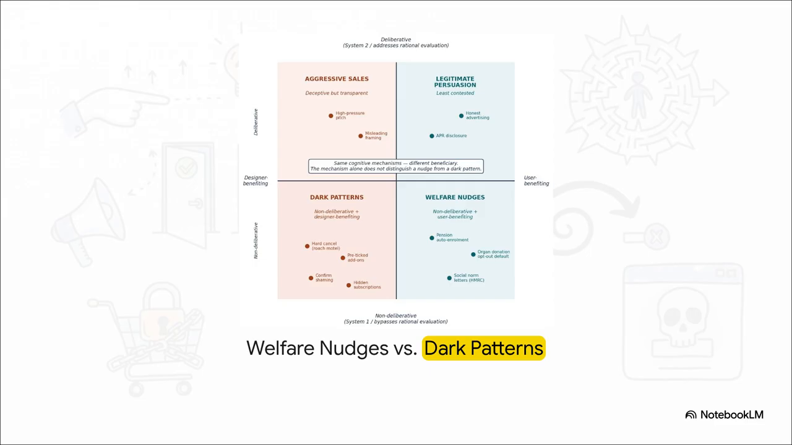Notice that both welfare nudges and dark patterns rely on the exact same non-deliberative mechanisms. The vital difference, the thing that separates a helpful nudge from a dark pattern, is simply whether it benefits you, the user, or them, the designer.